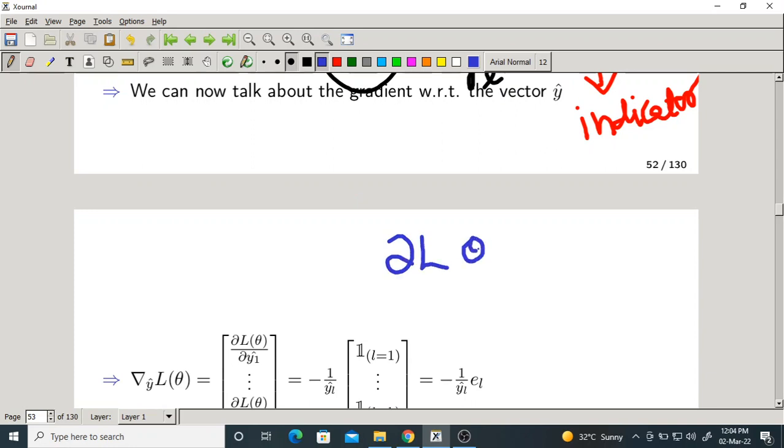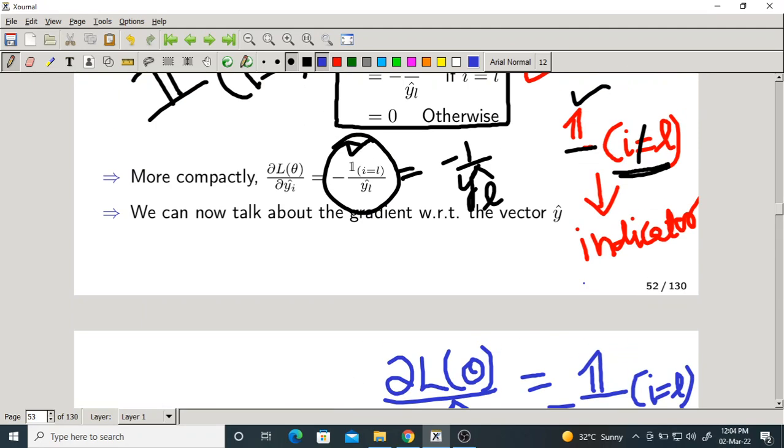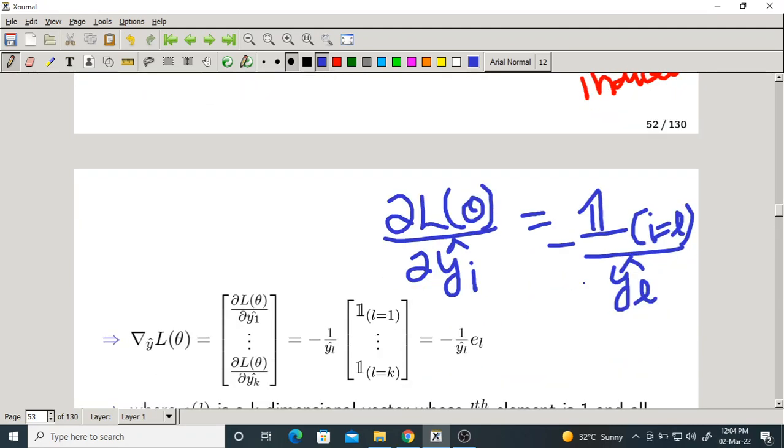∂L(θ)/∂ŷi. What is this? Indicator variable. I equal to l, by ŷl. This is minus. If i equals l, it is minus 1 by ŷl. Otherwise, it is 0.